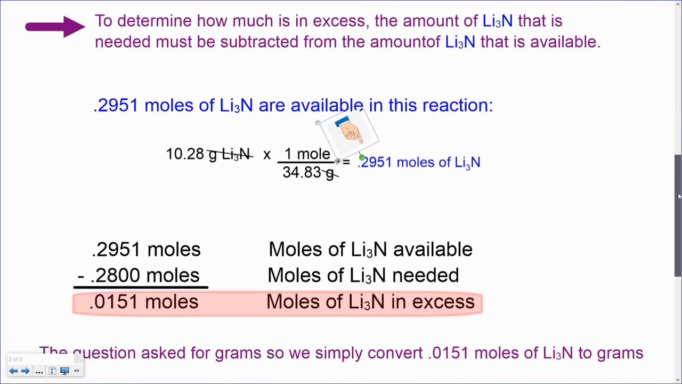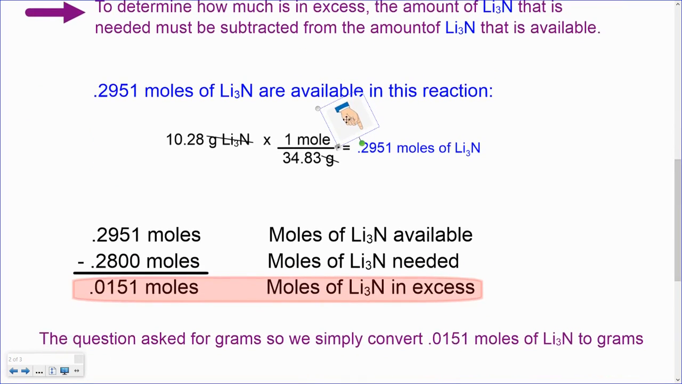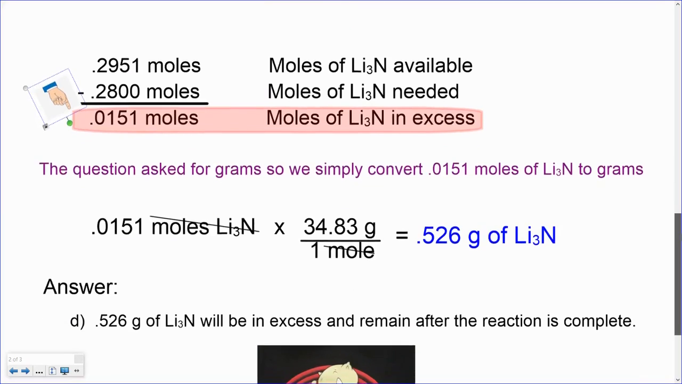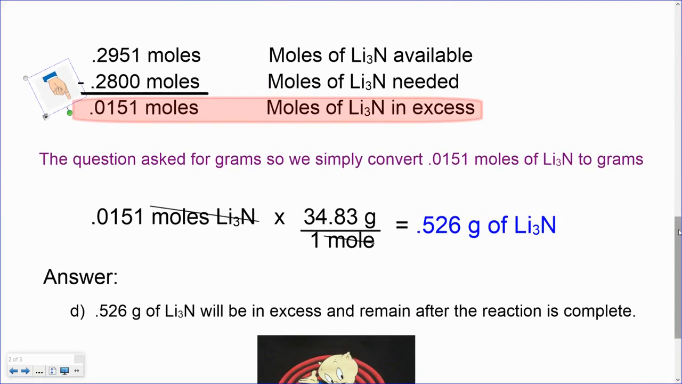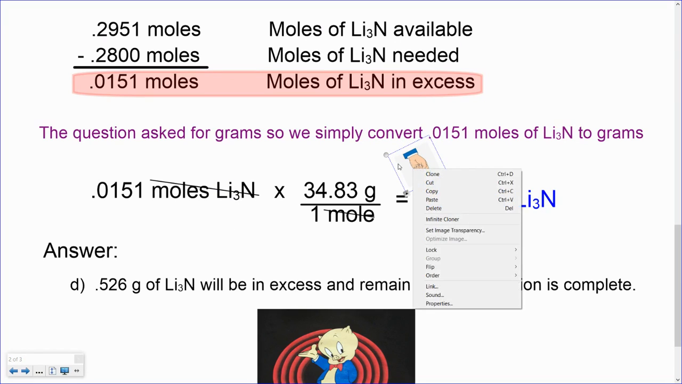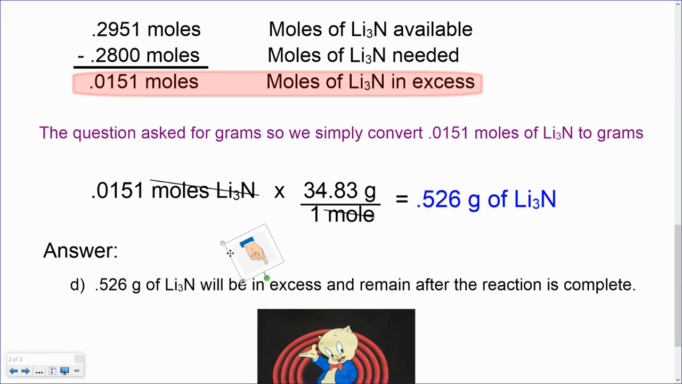As we talked about before, to figure out the amount that is in excess, we simply take the amount that is available, subtract from it the amount that is needed, and that tells us how many moles of lithium nitride are going to be in excess. The question asks how many grams, so we're just simply going to go ahead and convert moles of lithium nitride to grams, and that is our answer. So to answer part D, 0.526 grams of lithium nitride will be in excess, and they're going to remain after the reaction is over.